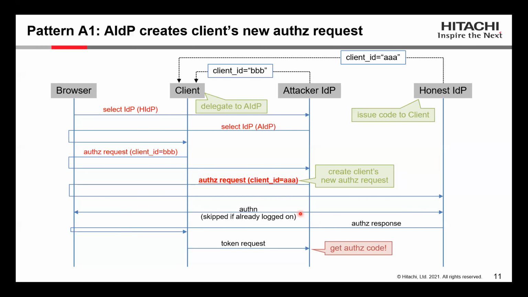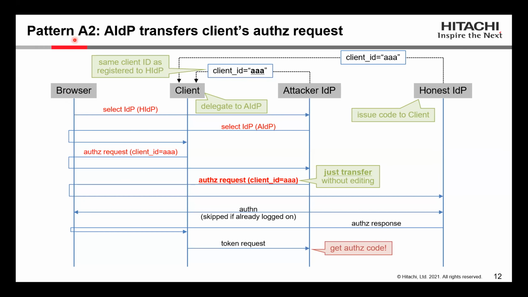After authentication, HITP sends an authorization response to the client. This authorization response includes an authorization code. HITP assumes HITP issues the authorization code to the client. After that, the client sends a token request with the authorization code to AIDP, because the client assumes that the client delegates authorization to AIDP, so the attacker can get the authorization code.